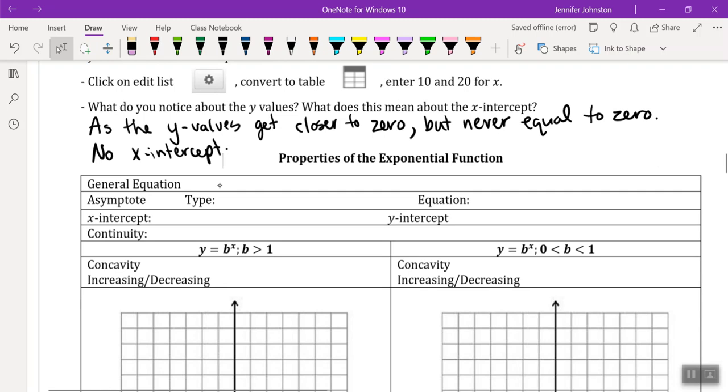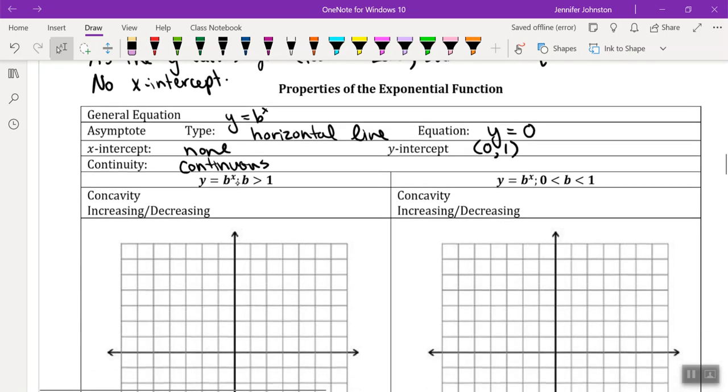All right, so the general equation is y is equal to b to the x. The asymptote is a horizontal line. The equation is y equals, well, we've been looking at the ones y equals 0. The x-intercept is there is none. The y-intercept has always been 0, 1. That is because the b for the function at 0 is 1. Anything to the power of 0 is 1. The continuity is continuous. There's no breaks in the curve.